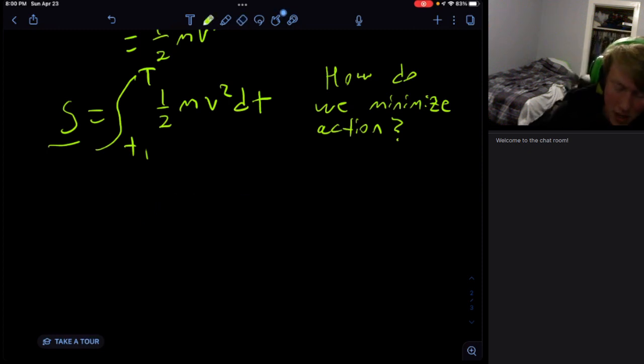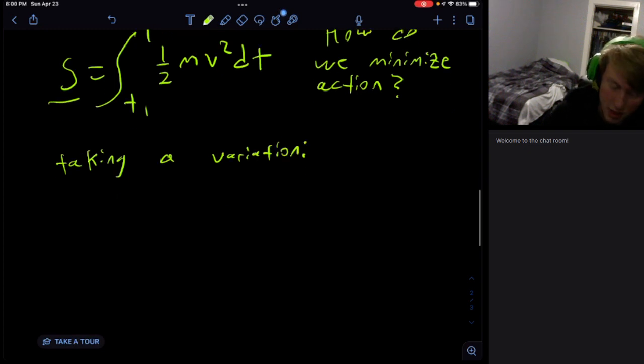So what I'll talk about now is taking a variation, which is what we're going to have to do to minimize this. It's analogous to a derivative, but instead of for a variable, it's minimizing a function with respect to another function, right? And if something is a function of another function, that's called a functional. Taking a variation.